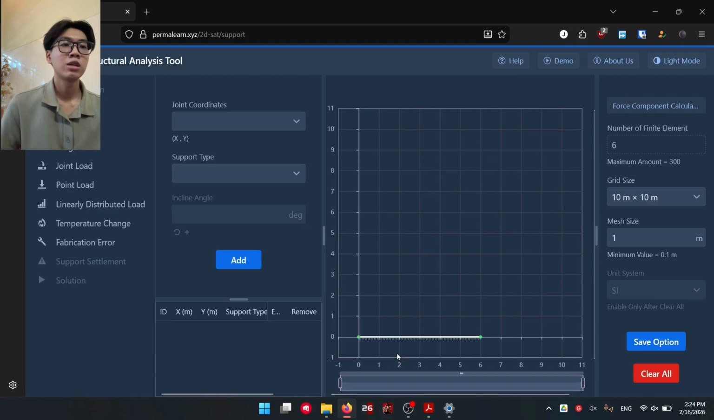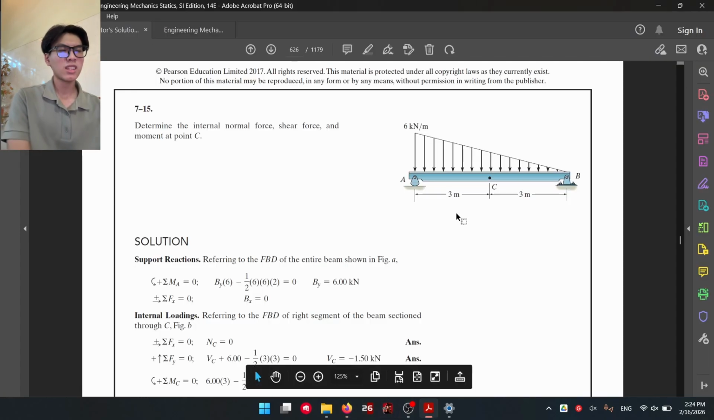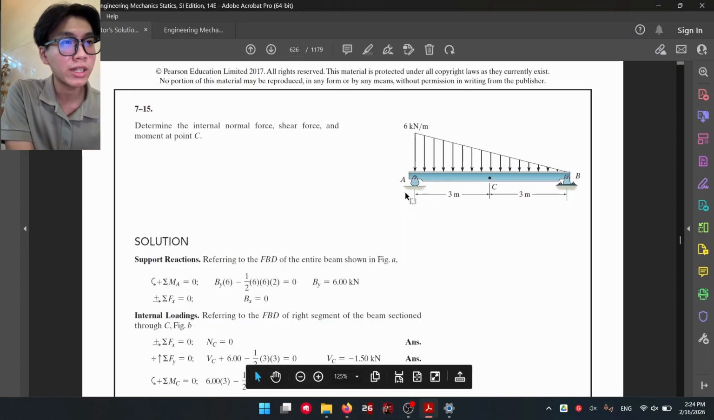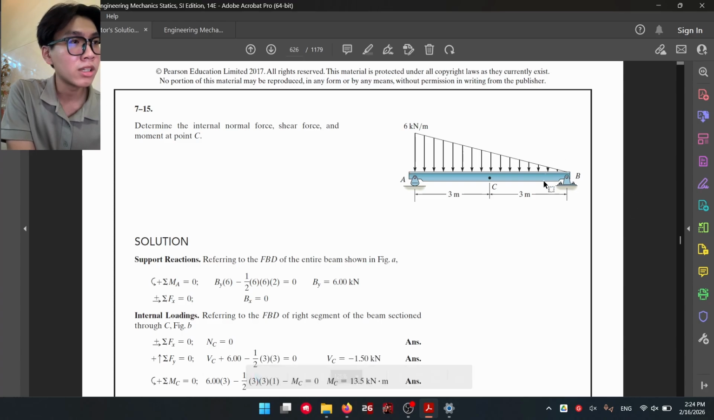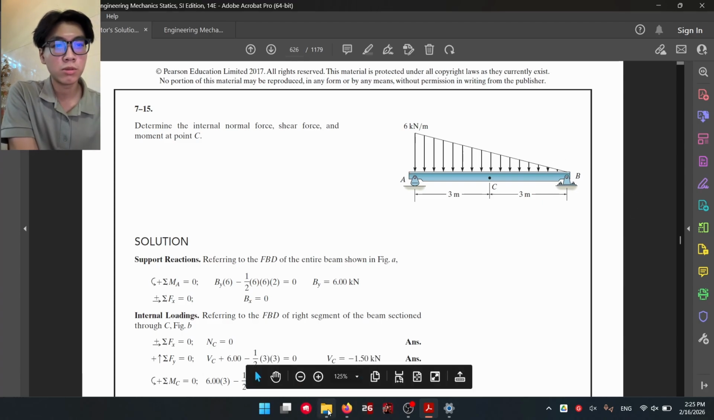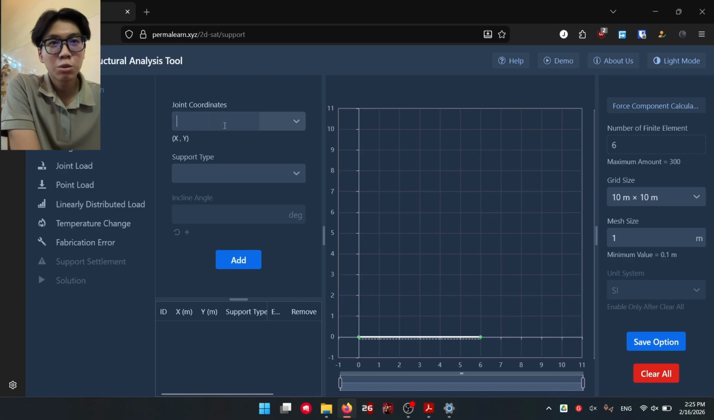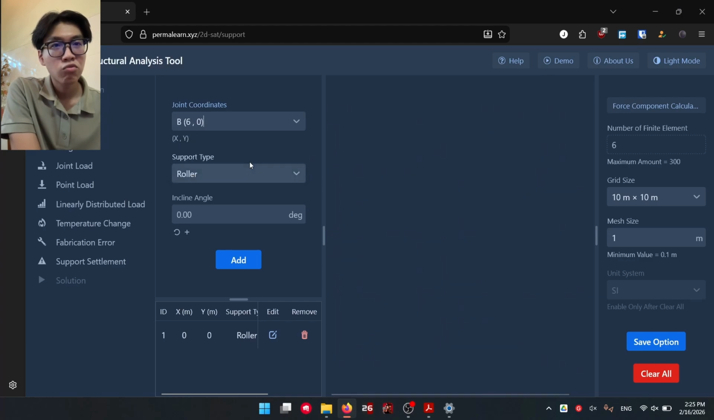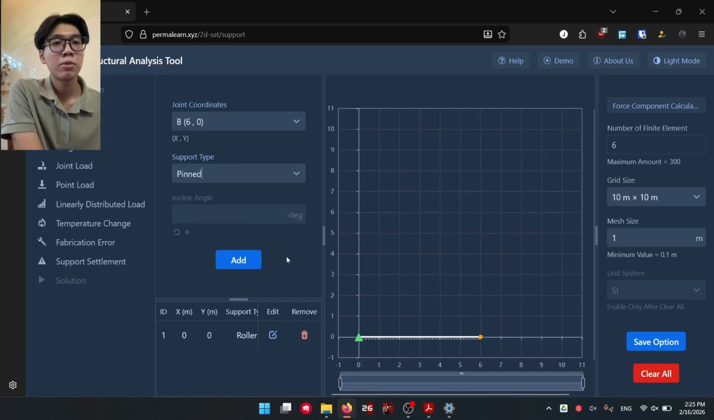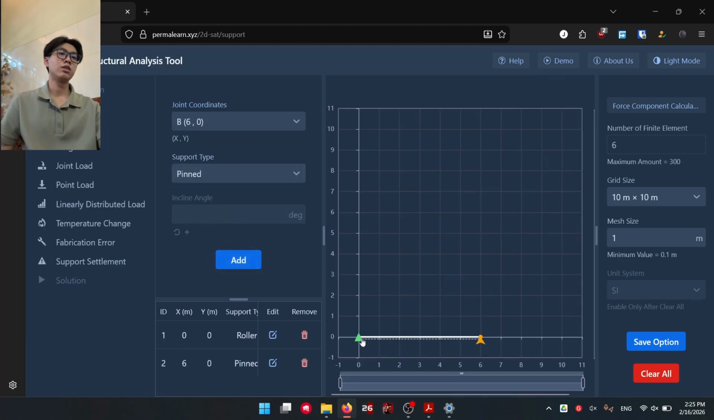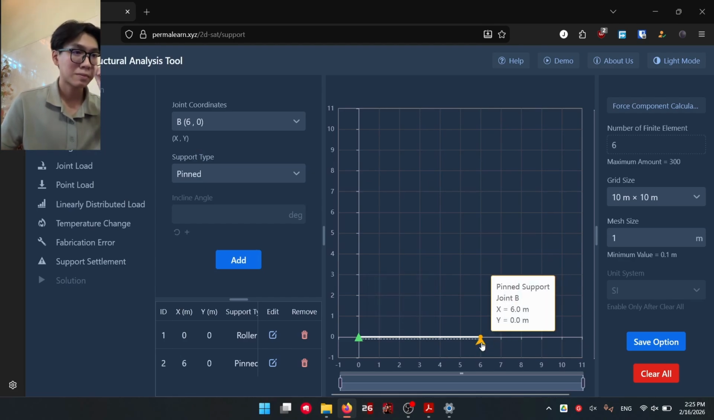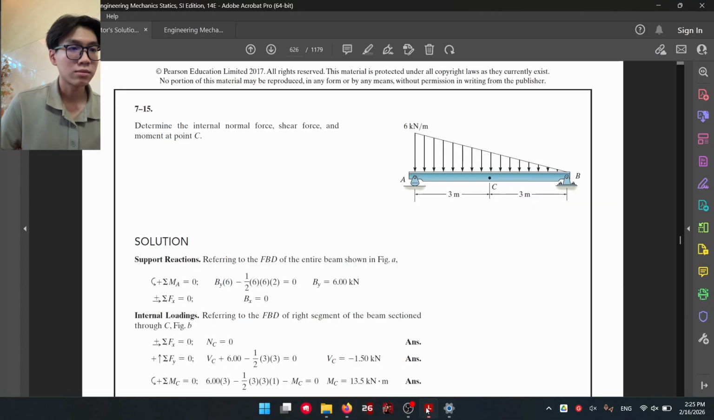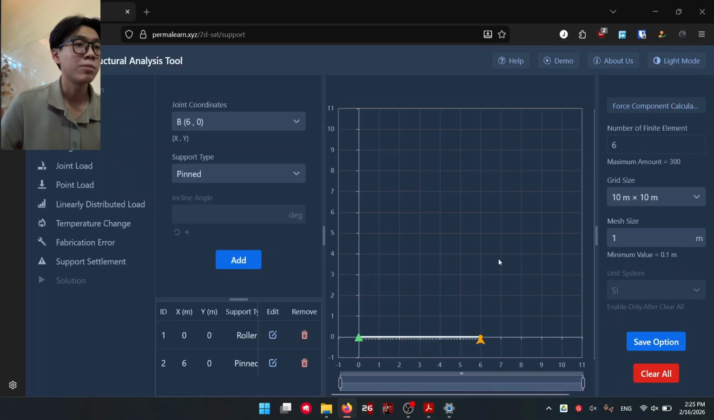After that, we're gonna input the support. As you can see here, at point A, the support is a roller, and at point B, the support is a pin. So what we're gonna do is just copy it into the tool, which is very, very simple. So a roller at point A, and a pin at point B.